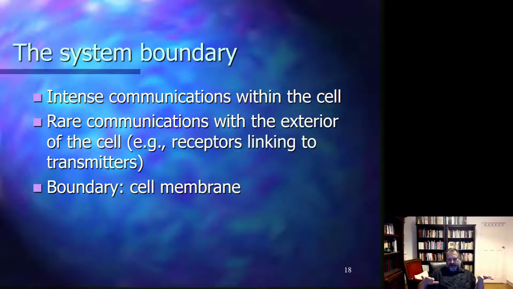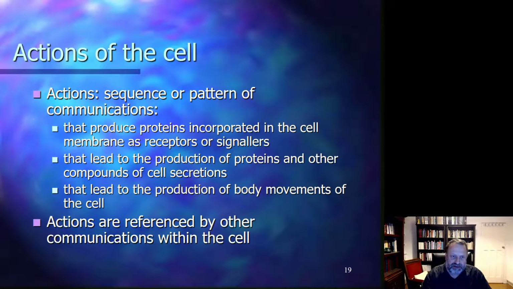So what you see again is that there is this boundary of rare communications and very frequent communications inside. What's inside? That is the communication system, where the communications are these protein interactions and other molecular interactions. And this is how we can see the cell as a system of molecular interactions. And the boundary, in this case, is a physical boundary that we can identify, which is the cell membrane and possibly the cell wall in addition to that.